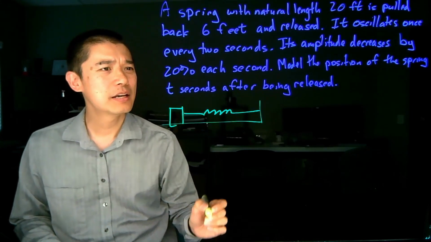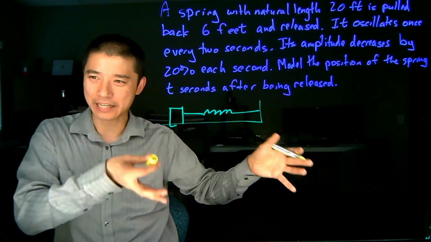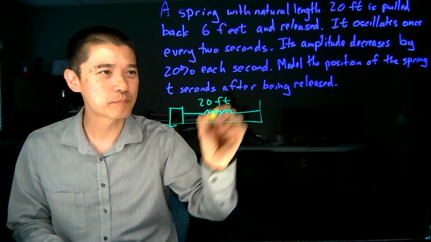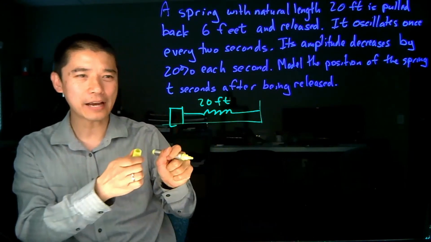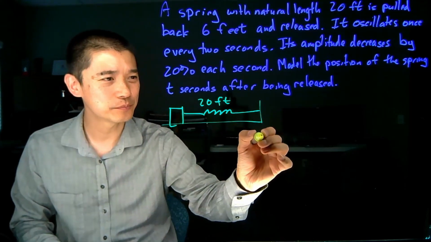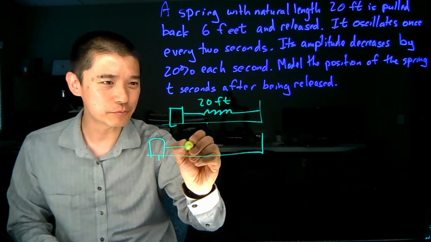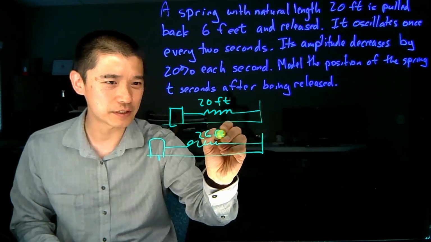And so the natural length of the spring is the length when you're not adding extra force to it. That natural length is going to be 20 feet. And then what's going to happen? It's going to be pulled back by 6 feet. So pulled back, think back away from the wall. And so if it's pulled back by 6 feet, then the 20 feet becomes 26 feet.